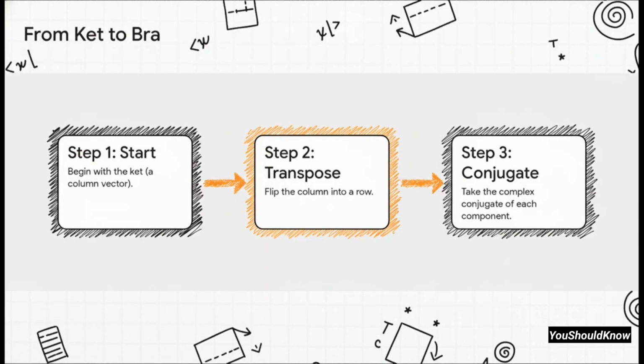And getting from a Ket to a Bra is a piece of cake. It's a simple three-step recipe. Step 1, you take your column vector, the Ket, and you just flip it on its side to make a row. That's called transposing. Step 2, for every complex number in that row, you do something called a complex conjugate. All that means is you flip the sign of the imaginary part. That's it. It's a totally mechanical process that perfectly links every Ket to its one and only Bra.